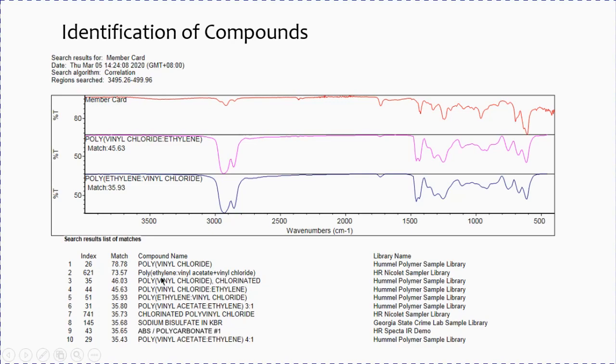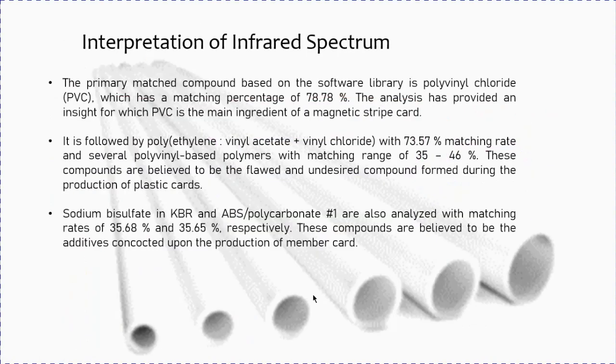It is followed by polyethylene, vinyl acetate plus vinyl chloride, and several polyvinyl-based polymers. These compounds are believed to be the flawed and undesired compounds during production of PVC. Lastly, sodium bisulfate in KBr and ABS polycarbonate number 1 are also matched. These compounds are believed to be the additives concocted upon the production of plastic cards. To view a material, the stability and degradation studies must be fathomed in order to improve the longevity of a product.